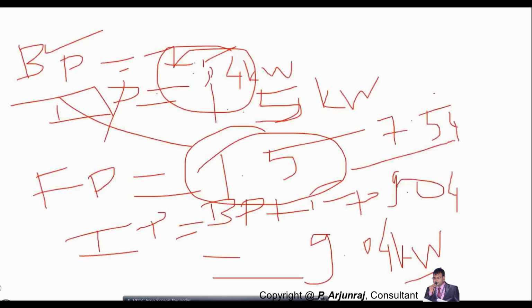So when into 100, it is always into 100. 7.54 divided by 9.04 into 100, what you get is the efficiency. How much is the efficiency? So you do the calculation: 7.54 divided by 9.04 into 100. So you will get 83.4. Good. So this is the value.